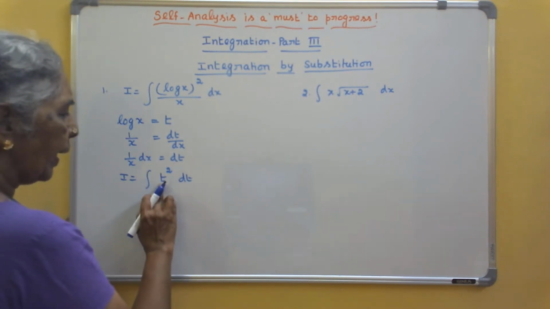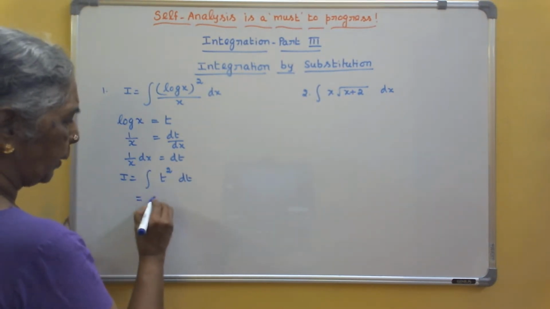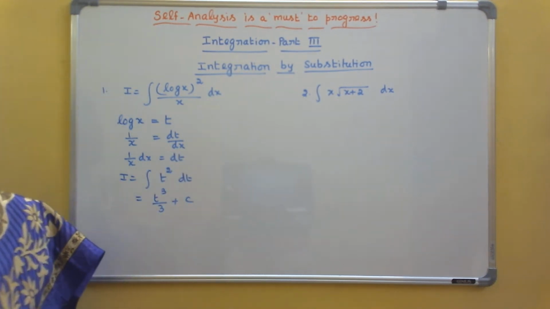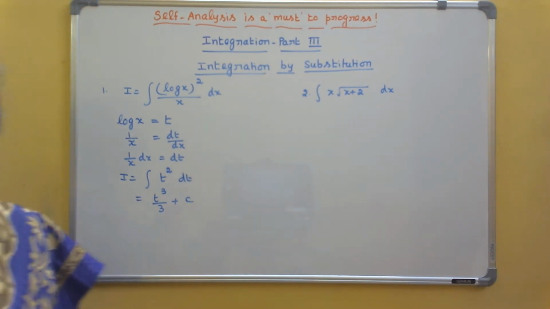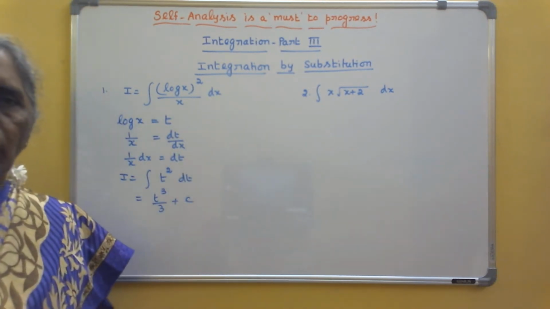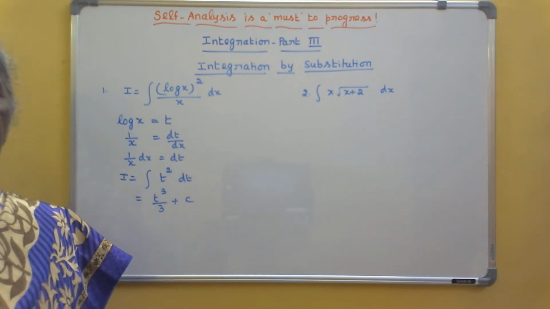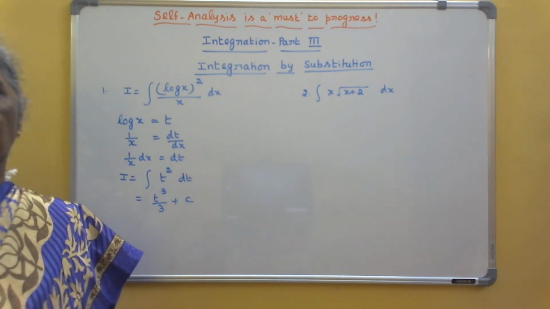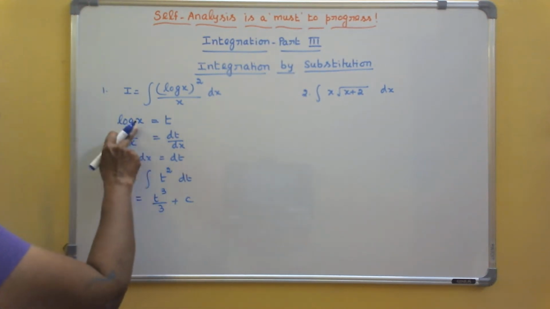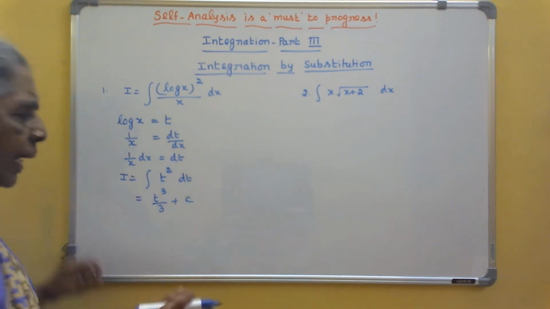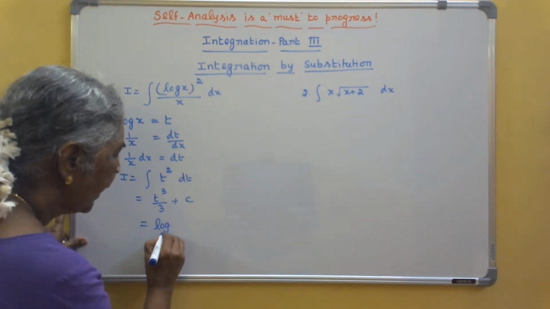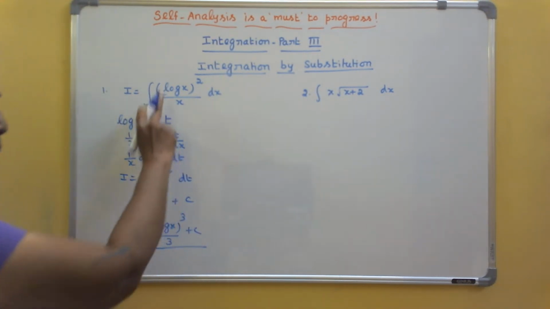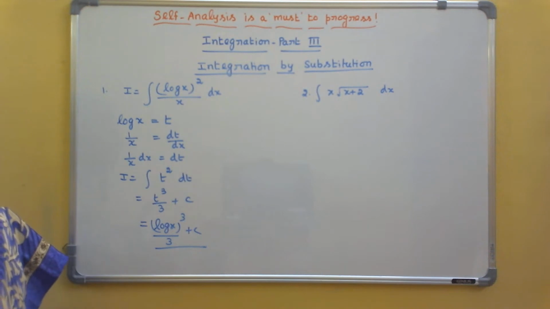So, you know, when you integrate t square with respect to t, you will get t cube by 3 plus c. But this is not the answer you can give, because t is the variable we have substituted. One can put t, another one can put u, another one z, like that. So, now the answer should be in terms of x only, the final answer. So, now for t, you again replace it by log x. So, you will get log x the whole cube by 3 plus c. Do you understand? I think this is simple enough for you to understand.